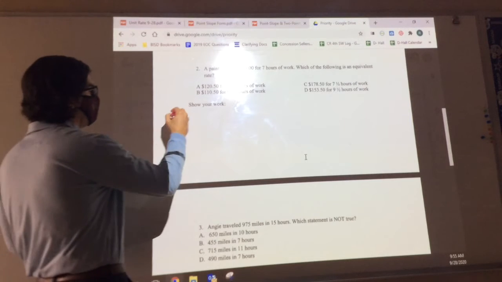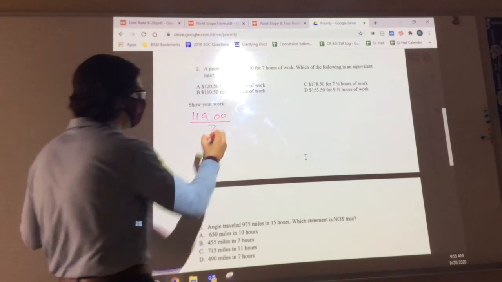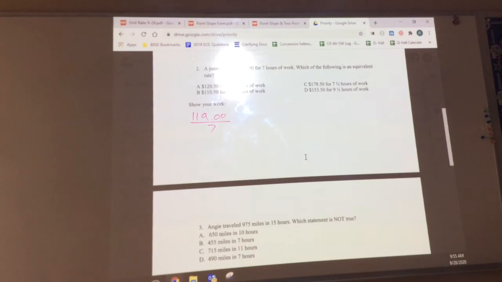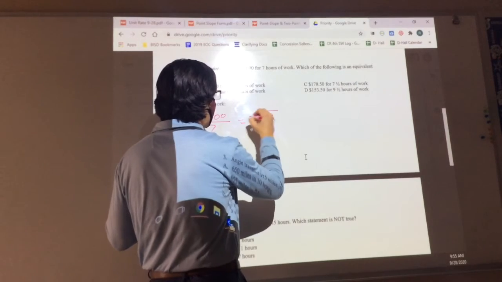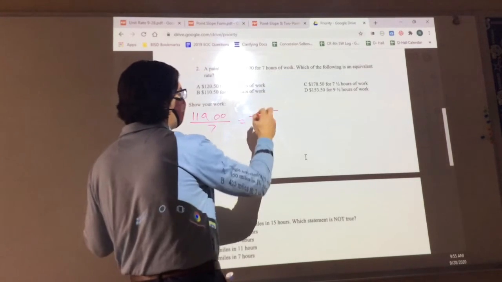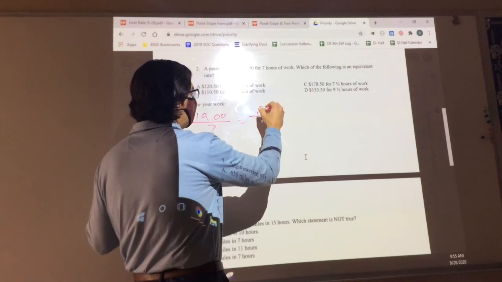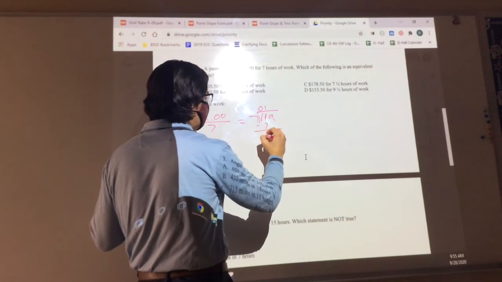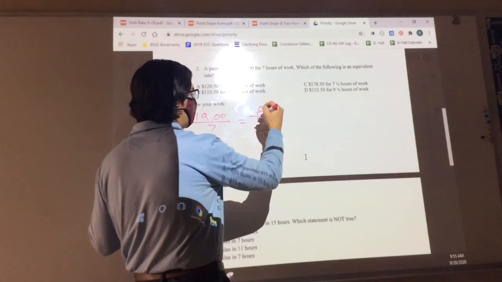Divide $119 by 7. $119 divided by 7. Do we agree? Yes. All right, here we go. Let's do it. 119 divided by 7. How many times does 7 go into 1? 0. How many times does 7 go into 11? 1. 11 minus 7 is? 4. Drop down the 9. 7 goes into 49.